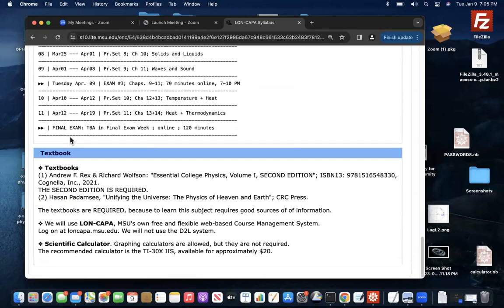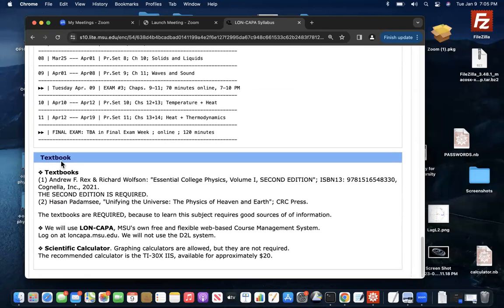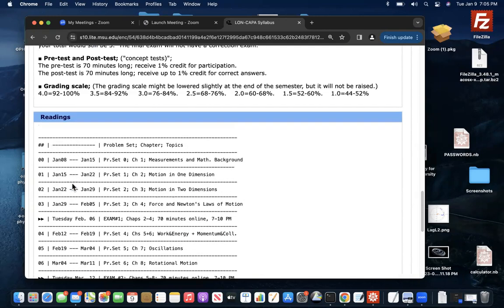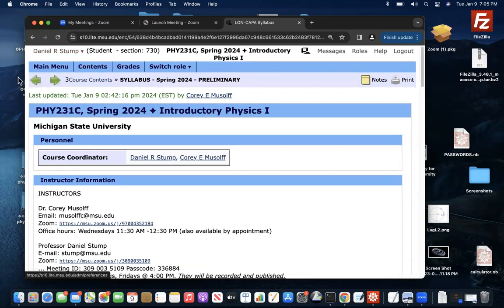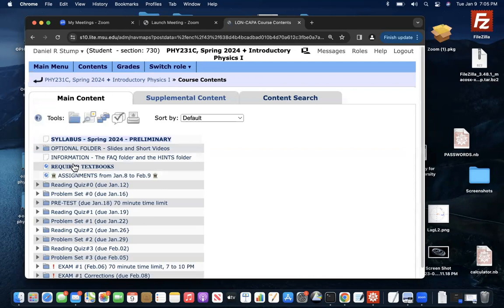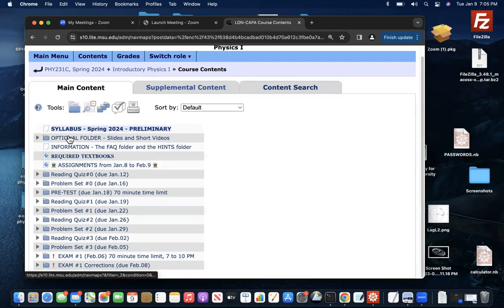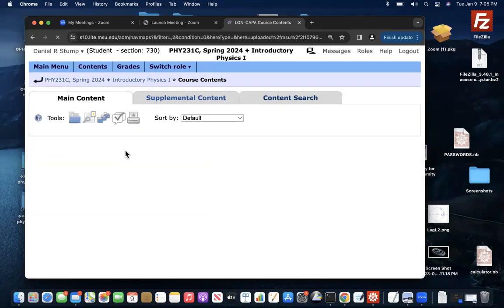I'll come back to that in a minute. Textbooks, I'll come back to that in a minute. So read over the syllabus. Now let's go back to the contents. So click on contents. There's a folder here called optional folder. It has slides and short videos for all the chapters in the textbook. It's optional. I don't think it's very useful, but some students like to use it.